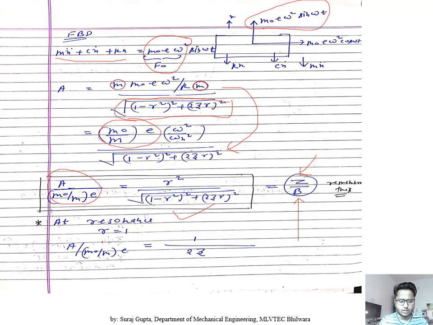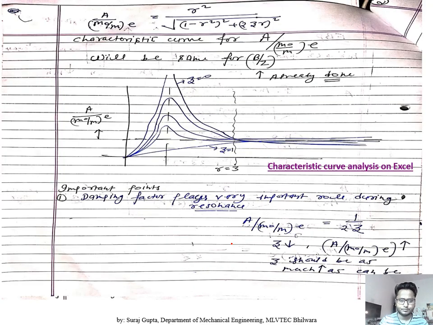So at resonance, r equals 1. Putting r equals 1 in this equation, this term will be 0, and this will be the root of (2 zeta) whole square, and this is 1. So it is 1 upon 2 zeta, because the root of (2 zeta) whole square is 2 zeta. So remember this equation also.